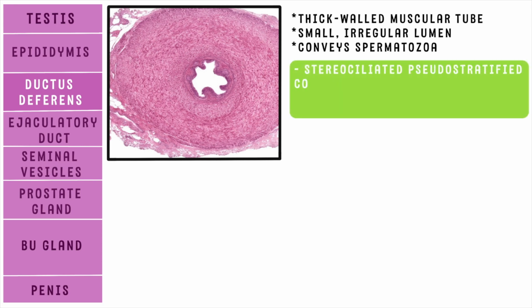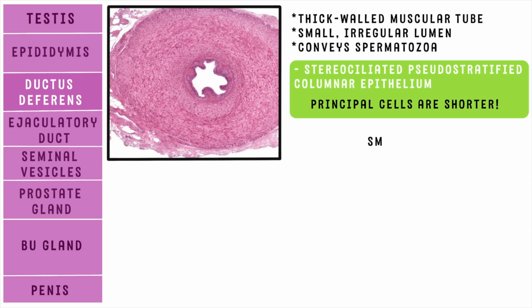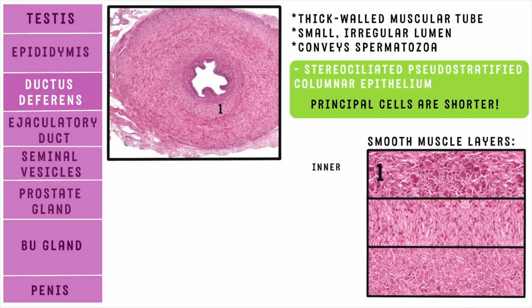The stereociliated pseudostratified columnar epithelium of the ductus deferens is similar to that of the epididymis. Also, the principal cells are shorter. A basal lamina separates the epithelium from the underlying loose fibroelastic connective tissue, which has numerous folds, thus making the lumen appear irregular. The thick smooth muscle coat surrounding the connective tissue is composed of three layers: inner and outer longitudinal layers with an intervening middle circular layer. The smooth muscle coat is invested by a thin layer of loose fibroelastic connective tissue.